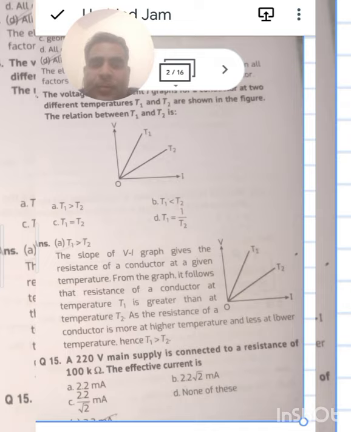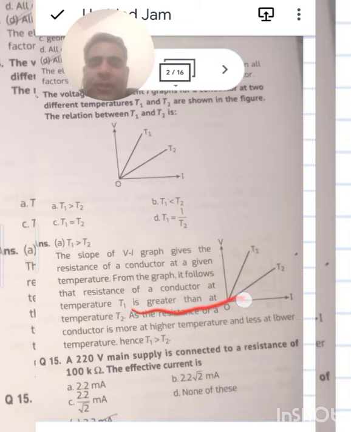From the graph, it follows that the resistance of a conductor at temperature T1 is greater than at temperature T2, as the resistance of a conductor is more at higher temperature and less at lower temperature.